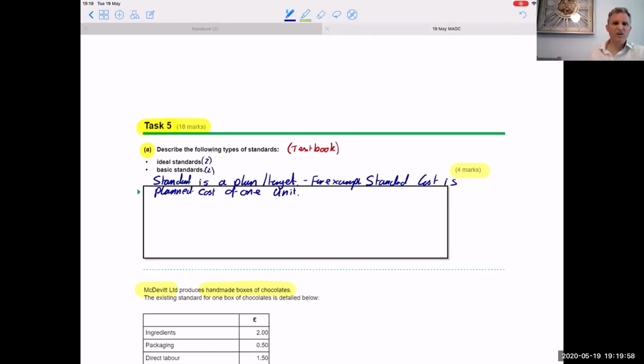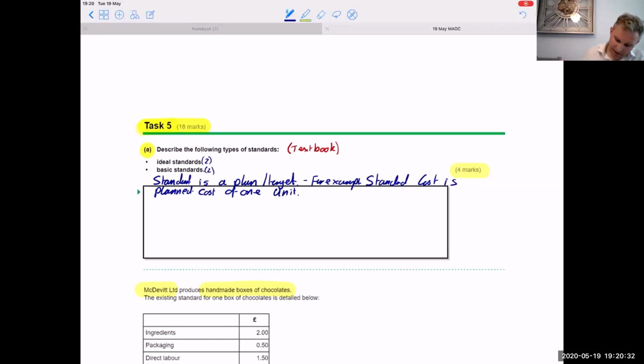Okay, now what I've done there is I've given the examiner something a little bit more than the examiner is asking for. So I've given them really a definition of what I mean by a standard. And the only reason that I've done that is really to put the examiner's mind at rest. So the examiner now thinks, oh, right, this student understands what a standard is, and they've got an example of a standard. Now, why that helps me is now when I talk about ideal standards and basic standards, I've now got the right to start talking about standard cost. A standard cost is what I know about.